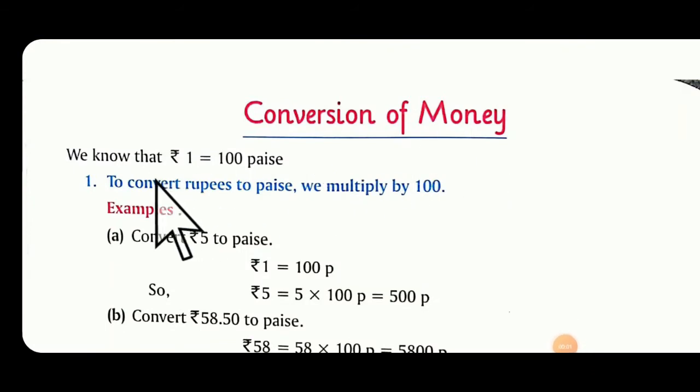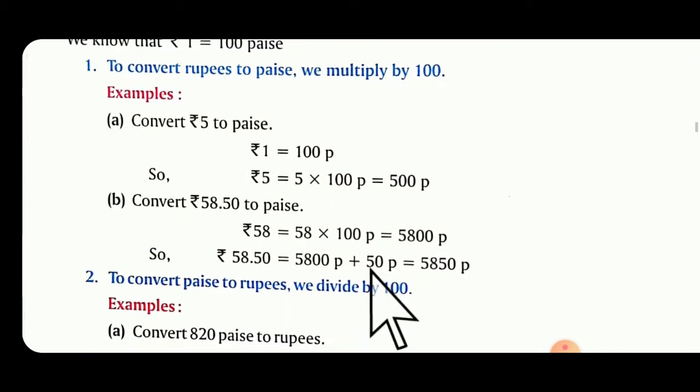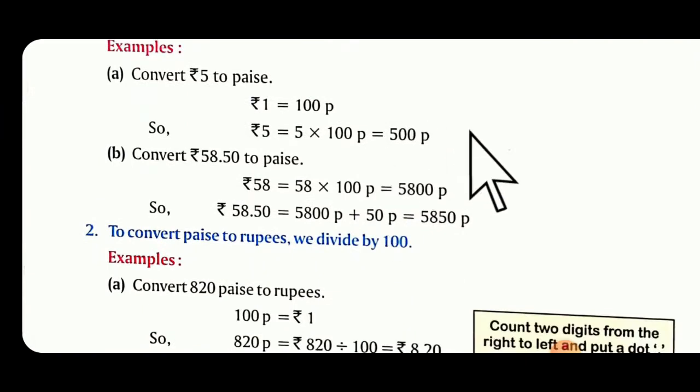Conversion of money. Rupee 1 is equal to 100 paise. To convert rupees to paise, we multiply by 100. Convert rupees 5 to paise. So 1 rupee is 100 paise, 5 gets multiplied by 100, it will be 500 paise. Then first convert rupees into paise and then add the paise in the second one also.